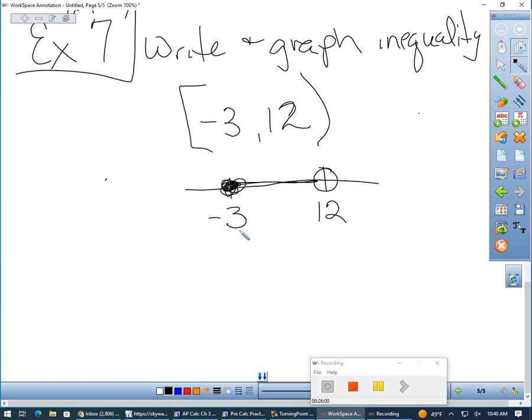Okay, writing our inequality. We start at -3. We go out to 12, and we can put our variable in the middle. We're all good? This side, x is greater than, or it's a solid dot, equal to. This side, x is less than 12. So the signs always go this way. Okay?